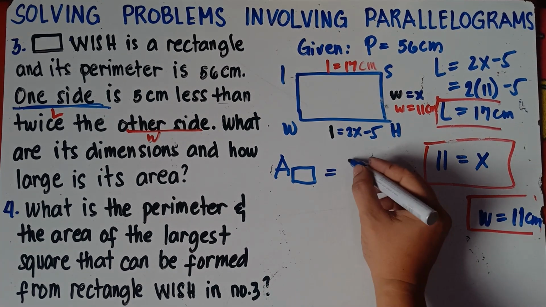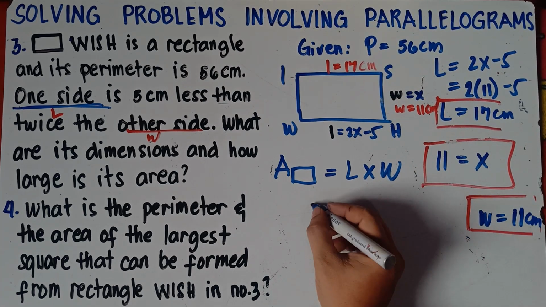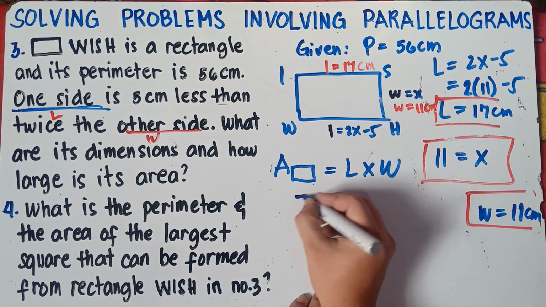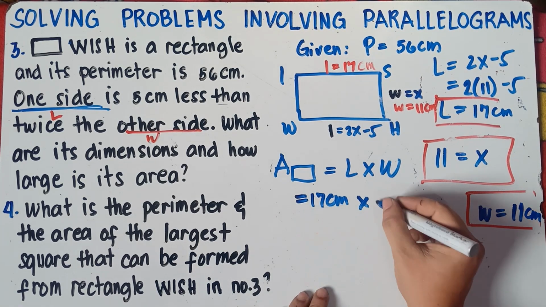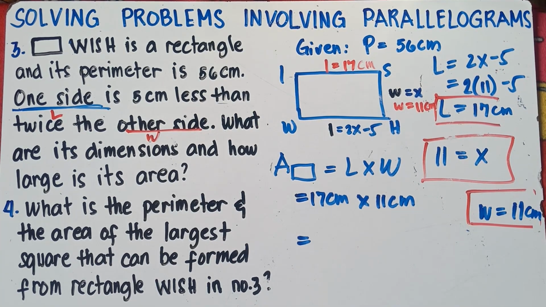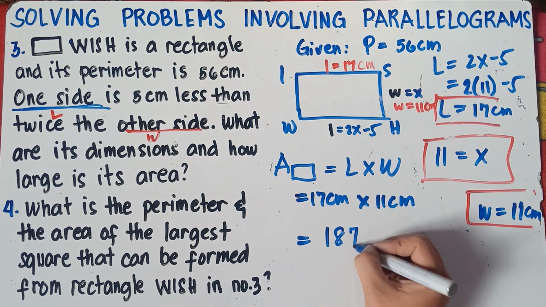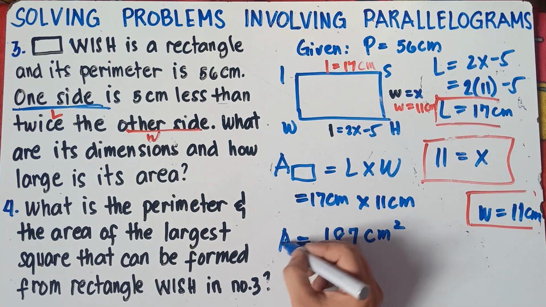Alright, the area is the length times the width. That's the formula, class. Area of a rectangle is length times width. So our length, 17 centimeters, times the width, 11 centimeters. So 17 centimeters times 11 centimeters would be 187 centimeters squared. That's it, class. That's it for the area.